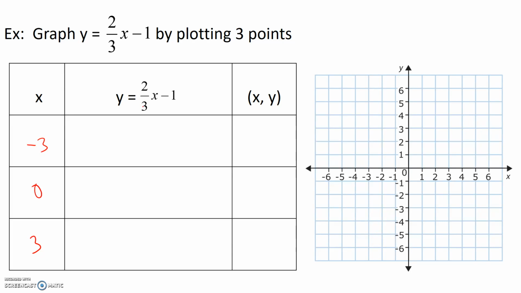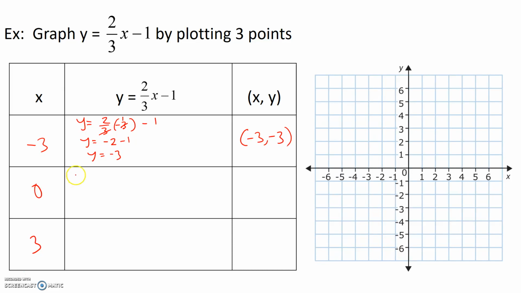cross-cancel with the denominator. So in the first case, we will get y equals 2/3 times x, which we picked to be negative 3, minus 1. Now 3 goes into 3 once, and 2 times negative 1 is negative 2, so we will get y equals negative 2 minus 1, which is negative 3. So the corresponding ordered pair is negative 3, negative 3.